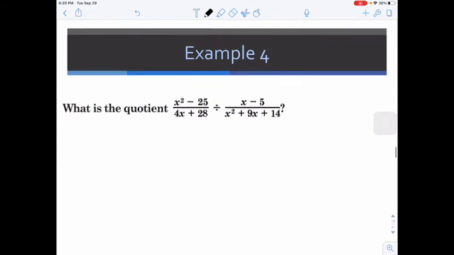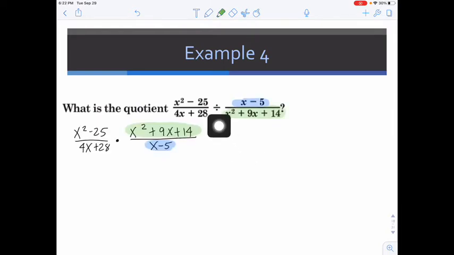So for example 4, we have: what is the quotient x squared minus 25 over 4x plus 28 divided by x minus 5 over x squared plus 9x plus 14? Technically, we can factor everything and then flip our second rational expression, or we can get rid of the division and flip our second rational expression first so we don't have to worry about forgetting that step, and then we can factor everything. So let's do that first.